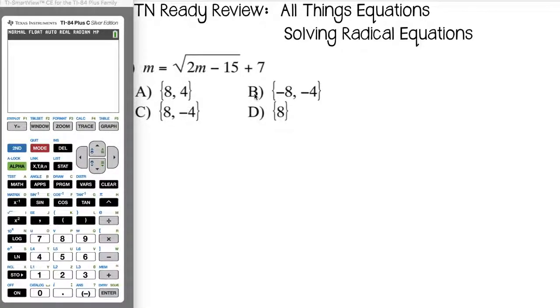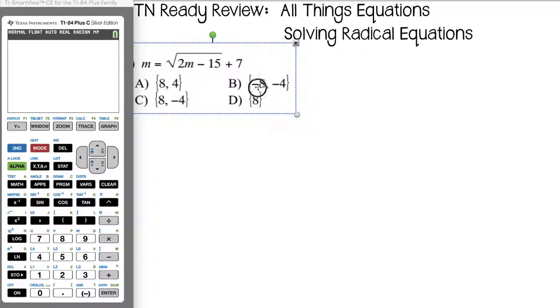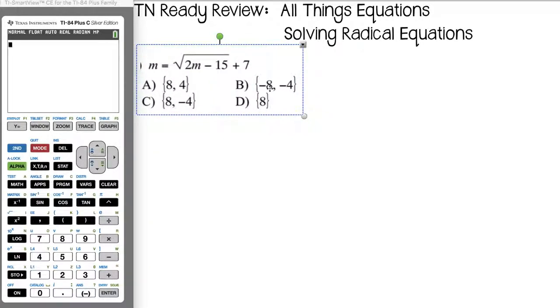So now we're going to solve radical equations. When solving radical equations, I know that the very first thing I have to do is get the radical by itself. When I look at this equation in front of me, this thing right here, which is the radical, is not by itself.